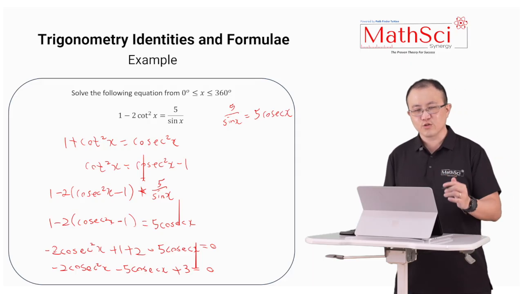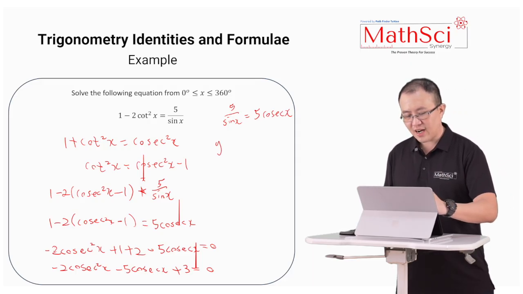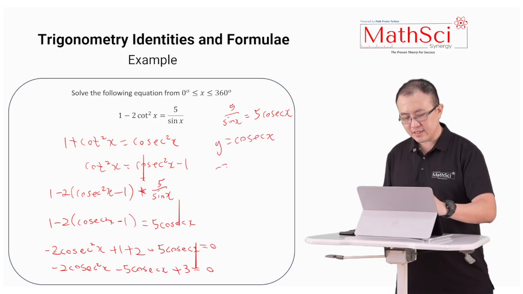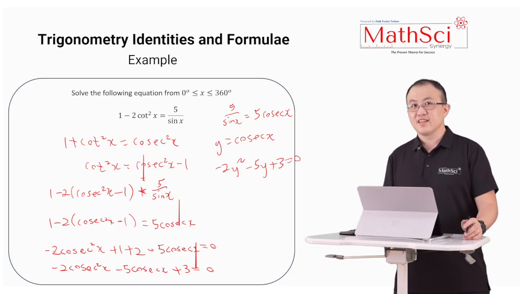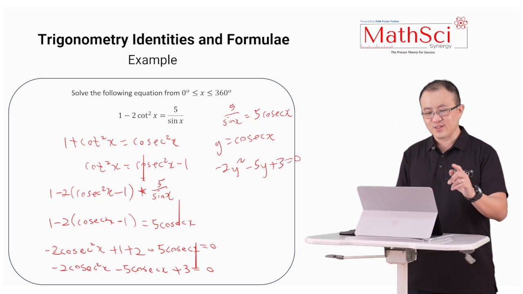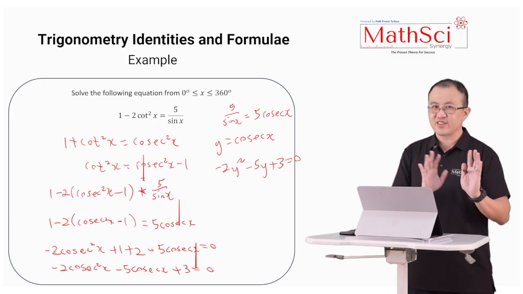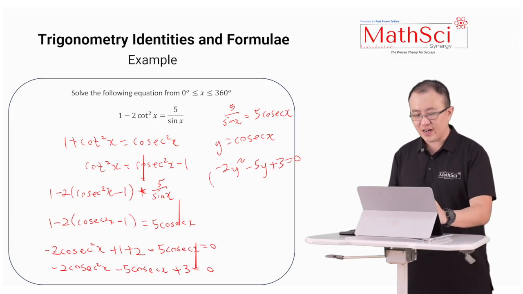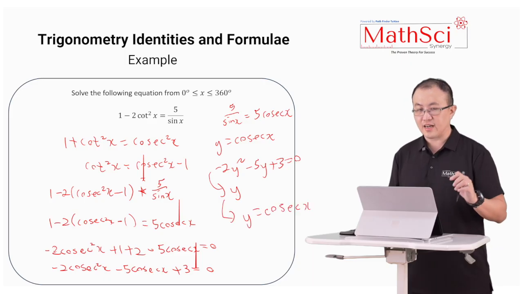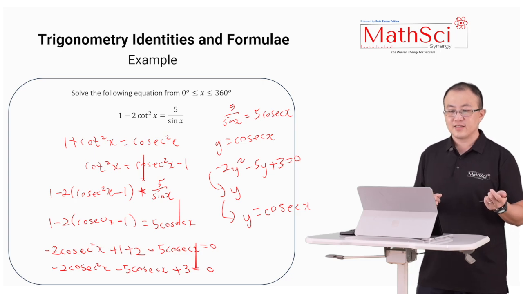Cannot see, right? Okay, let's do this. y equals cosecant x. Then we get minus 2y squared minus 5y plus 3 equals 0. Now can you see? But remember to put it back. We are solving for x, not solving for y. So after that, you find your y. Then you change it back to y equals cosecant x. And then after that, you solve for your x.